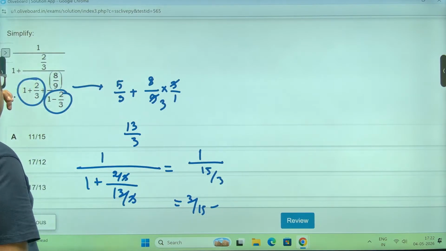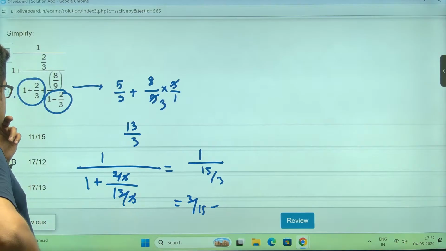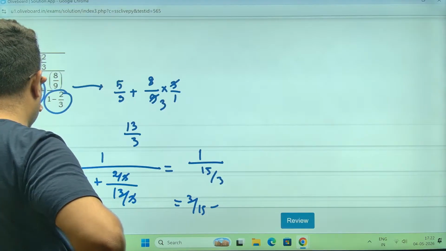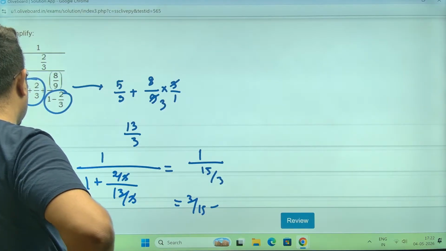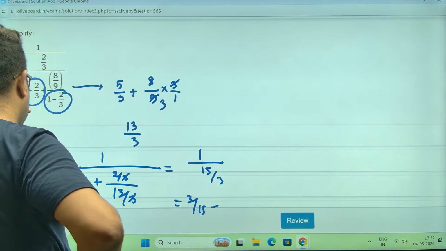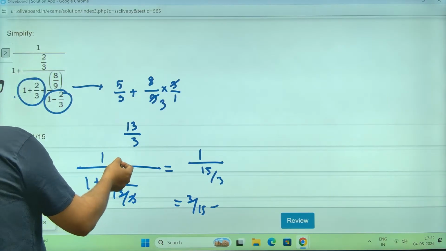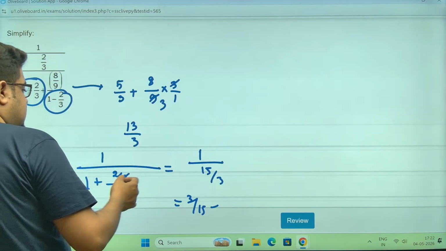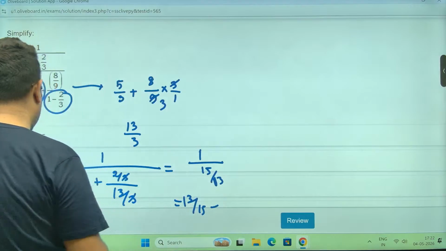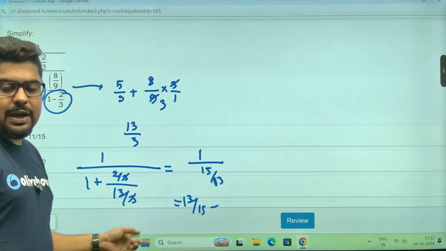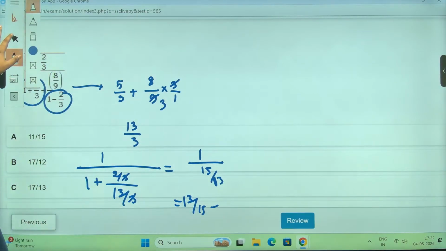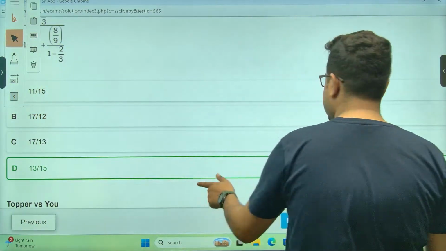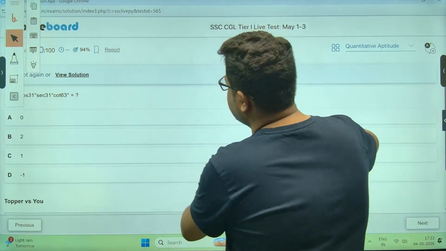3 by 15, sir. Did I miss something? 8 by 13 by 3. 13 by 3. One second, sir. One plus 2 by 3 by 13 by 3. 13 plus 2, 15 by 3, no, it was 13, sir. 13 by 15. My mistake, sir. You see, I've written by 3. It would have been 13. My mistake, sir. It must be option 13 by 15, sir. There. Option 4. Option 4, sir. I mistakenly had written 3 instead of 13.